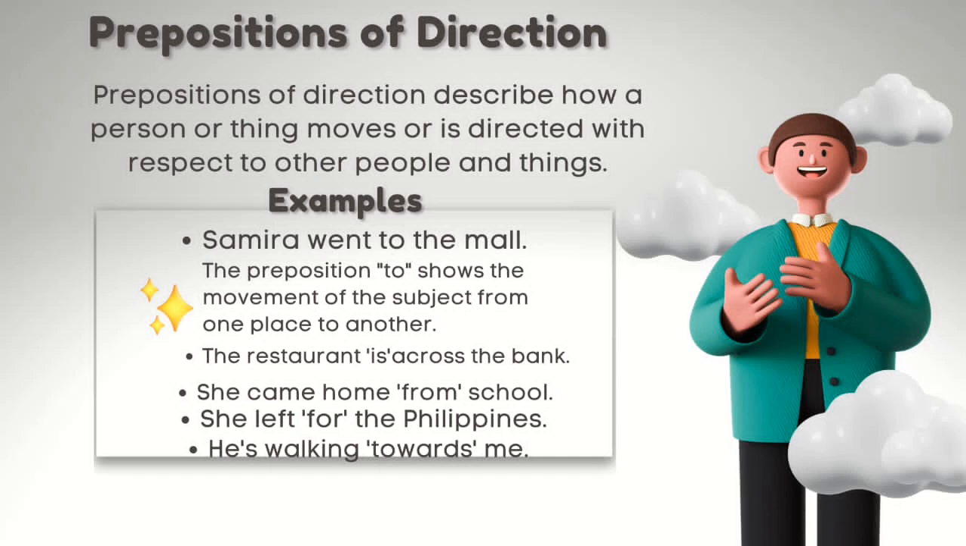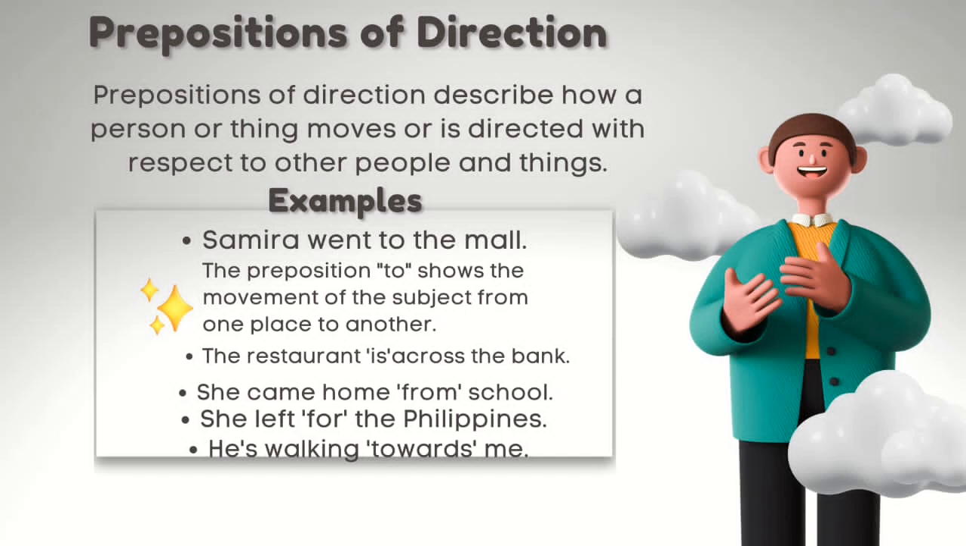To shows a movement from where she left to the mall. The restaurant is across the bank. Across is the preposition in that sentence. Ignore the is.